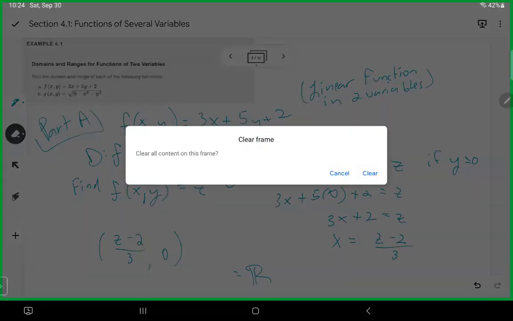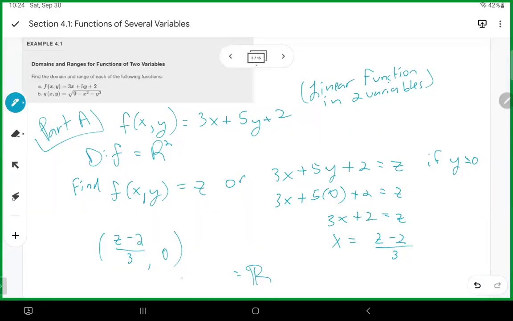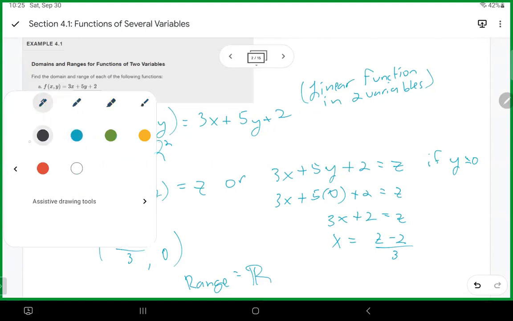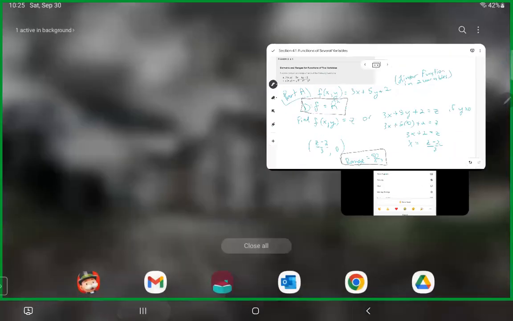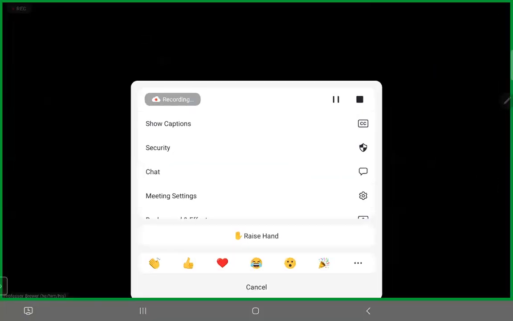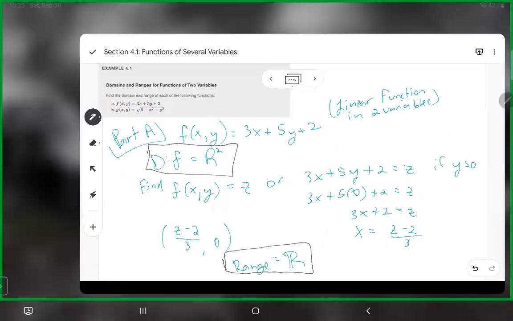We will write that out and say range. So here's your domain, and here's your range. And I'm just paranoid that the recording is not working right now. Okay, so it is working.